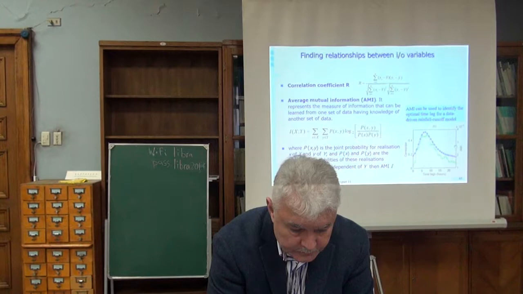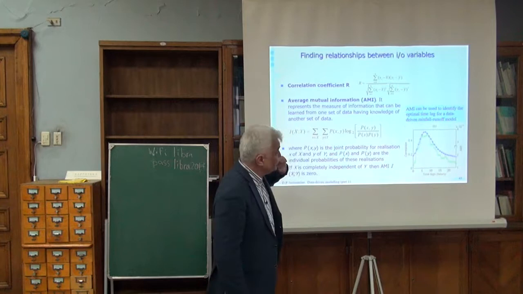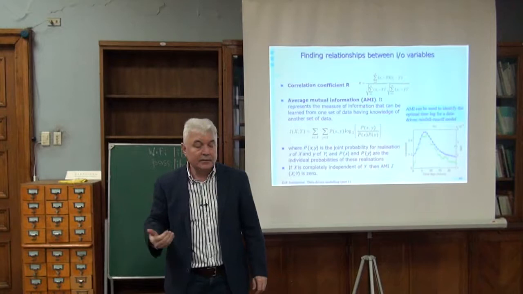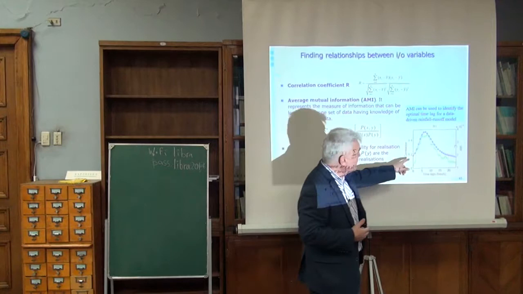Now, what variables to choose to serve as input? We discussed that lagged rainfall is an important input, but how many rainfall values should you take? What is this lag? You can identify the lag by visual inspection, maybe.